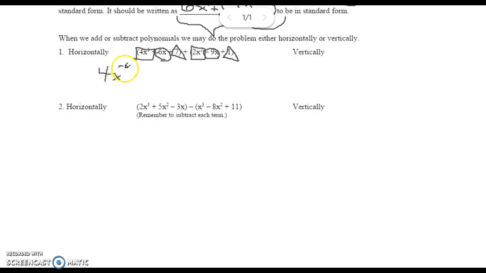4x squared plus 2x squared. I'll go ahead and combine those together. I get 6x squared. That will be the first term in my new polynomial. I'll then go to the next one. Negative 6x plus negative 9x. And you'll notice I'm kind of almost doing keep change with these. I'm ignoring the subtraction and thinking of them as negative numbers, which simplifies things for me. If I combine those together, I'm going to get negative 15x.